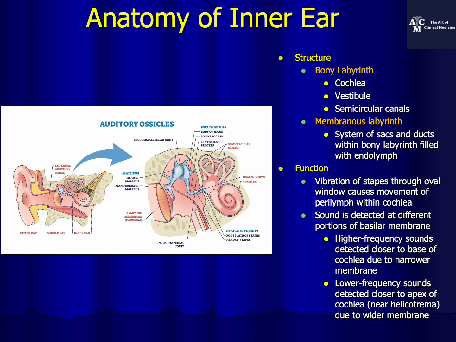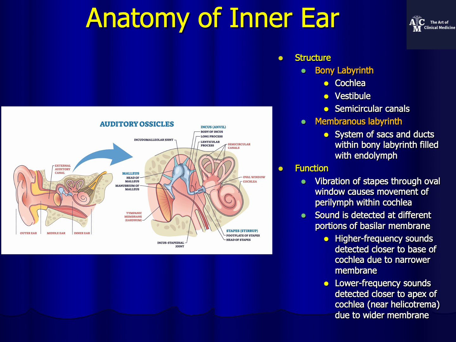Looking further at these auditory ossicles in the inner ear, we have the bony labyrinth, which is the cochlea, the vestibule, and the semicircular canals. Then there's the membranous labyrinth, which is the system of sacs and ducts within the bony labyrinth. And that's what the endolymph is in. That's where the liquid is. So we'll now talk about the conduction from the hearing and then also the vestibular system, which are the two main parts of this inner ear.